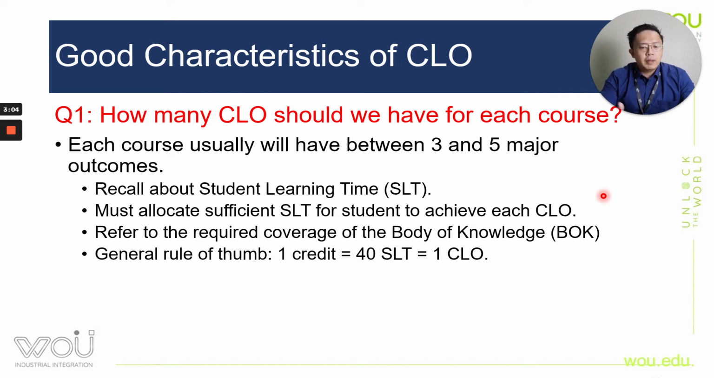So back to simple, just imagine that 1 credit equals 40 hours of students' learning time, which equals 1 CLO. So if you have a 3 credit subject, then you might need 3 course learning outcomes to cover all the body of knowledge. This could be one of the general rules of thumb for you to decide how many CLOs are needed every time you design your course.